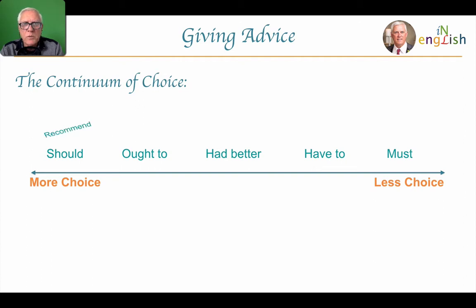So there's a range of language you can use to indicate more or less choice in English. Other words that we could use would be words like recommend on the left-hand end of our continuum, encourage, strongly advise, and need to.